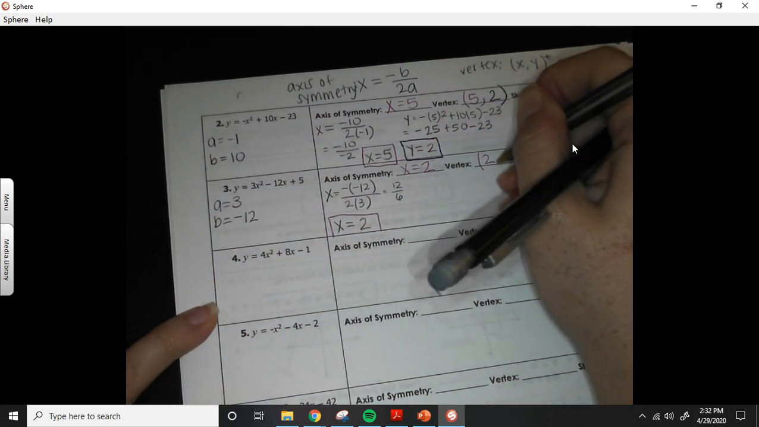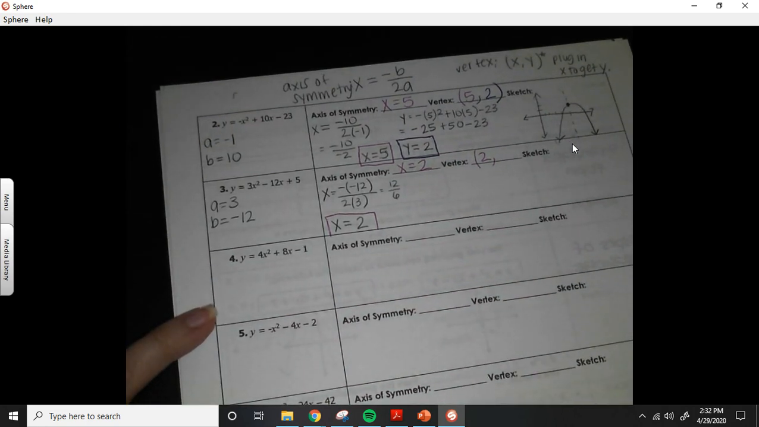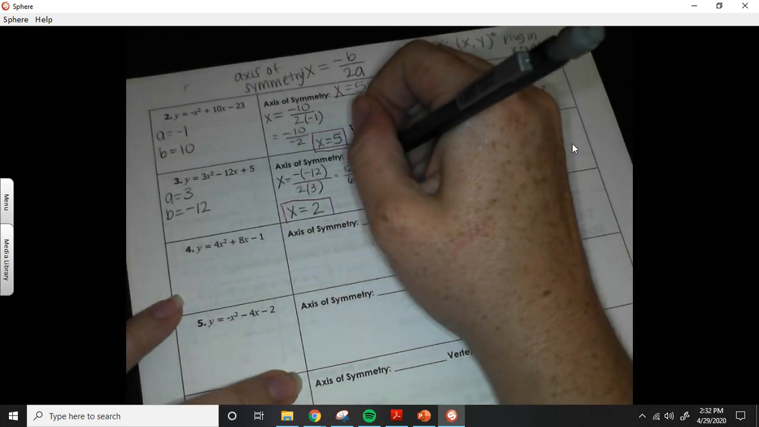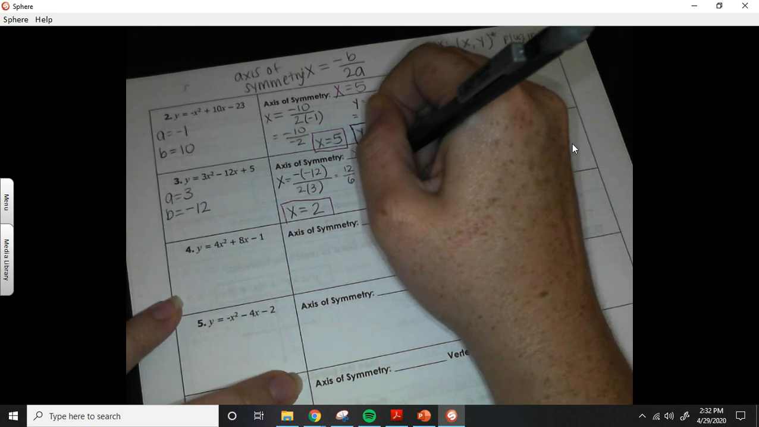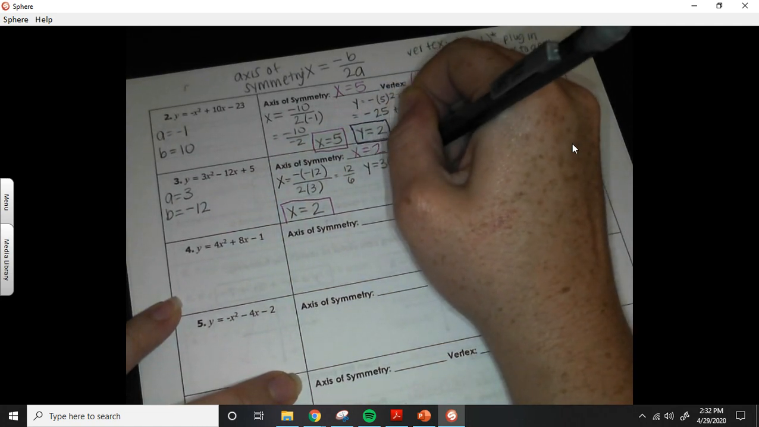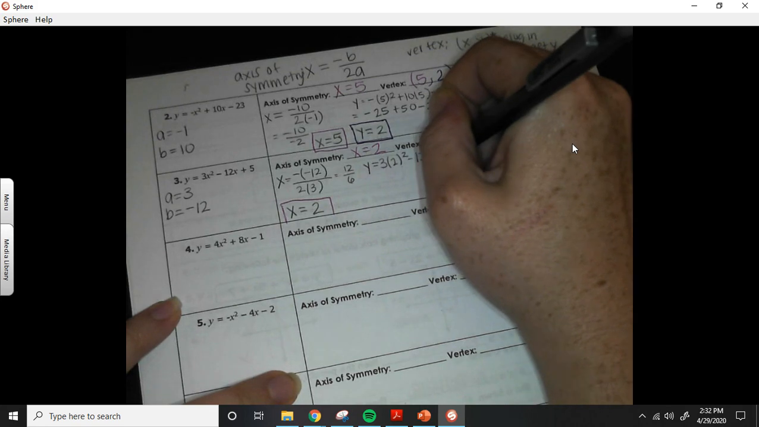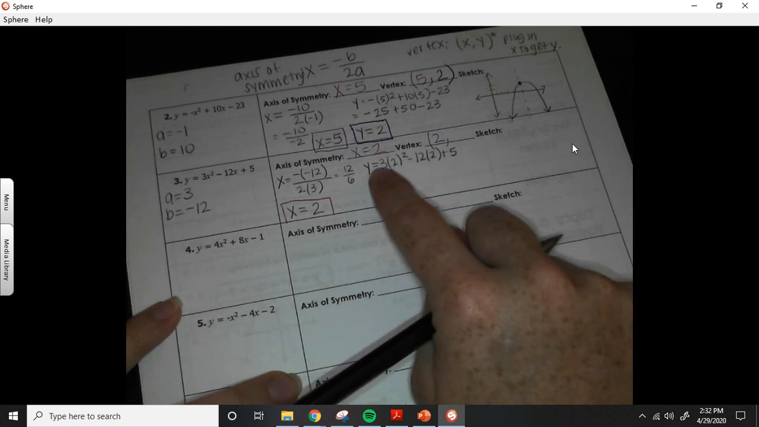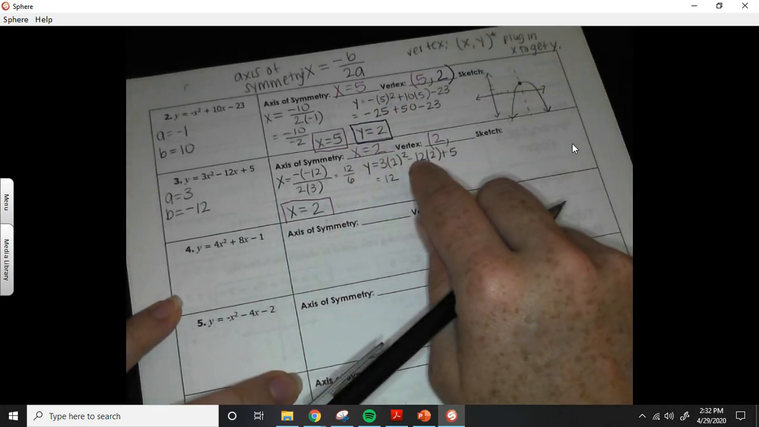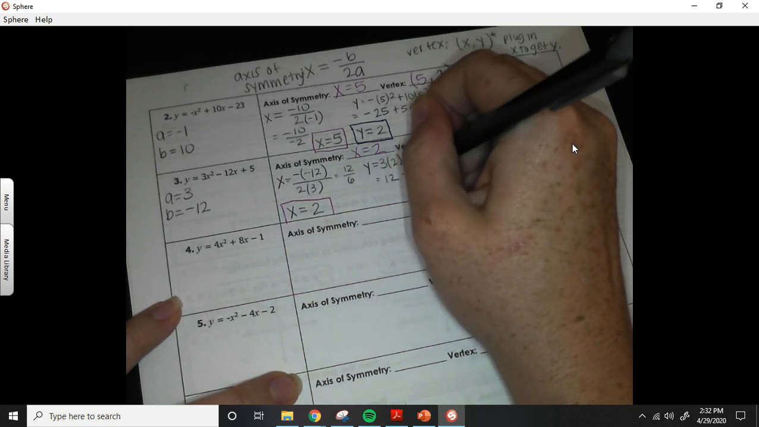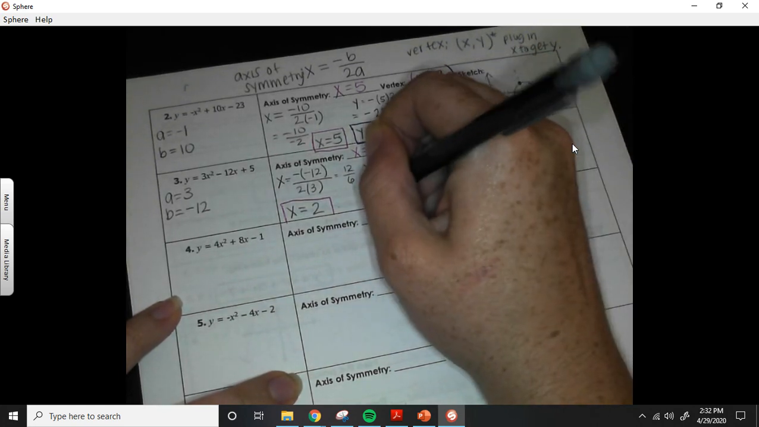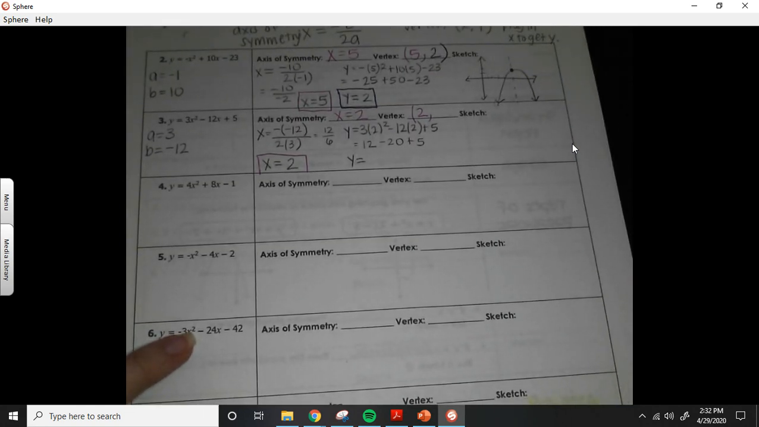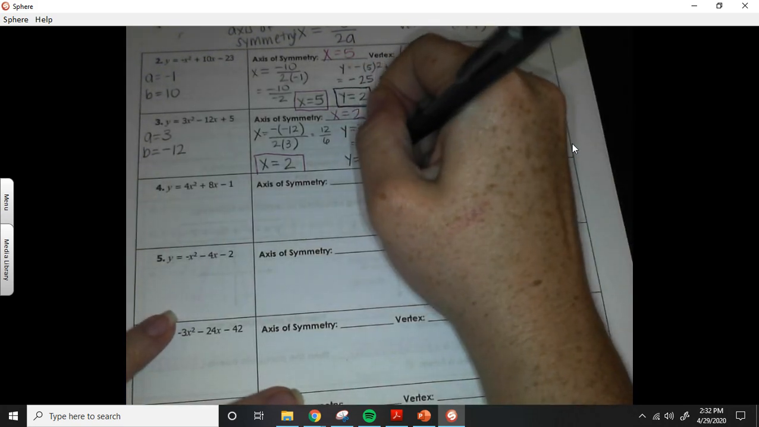We just found the x coordinate of our vertex. What do we do to find our y? Well, if you find an x and you need a y, plug it in. So that's what we're going to do. So we're plugging in y equals 3 times 2 squared minus 12 times 2 plus 5. So 2 squared is 4. 4 times 3 is 12. Minus 12 times 2, so that's minus 24 plus 5. So y is equal to, let's do this mentally, 12 minus 24 is negative 12. Negative 12 plus 5 is negative 7.